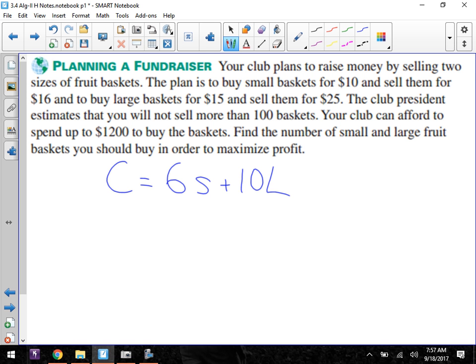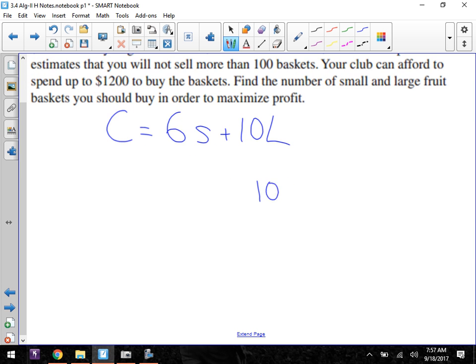Now, here's another little thing. They talked about 2 constraints. They talked about restriction on the number of things that you might sell and the amount of money that you have. Everybody see that? The amount of money you have and the number of things you might sell. So if I'm looking at it, the first thing it says, they estimate you will not sell more than 100 baskets. So that's the maximum number you can sell. That's what the estimate is. So if you're going to sell up to 100, can you sell 100? Can you sell more than 100? So is it going to be a less than or equal to or greater than?